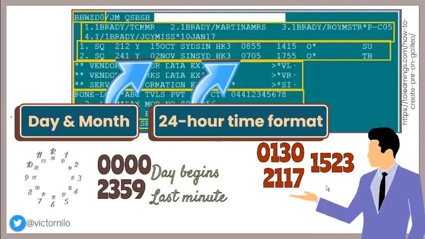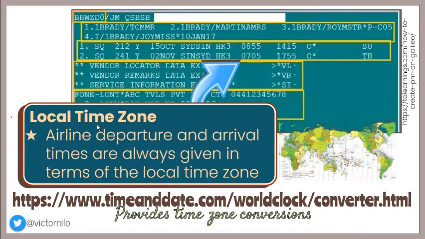Airline departure and arrival times are always given in terms of the local time zone. If clients would like to know what is the Sydney time for the 2:15 p.m. Singapore arrival time, the travel agent needs to be able to accurately convert it. We can go to www.timeanddate.com to use the web conversion app.